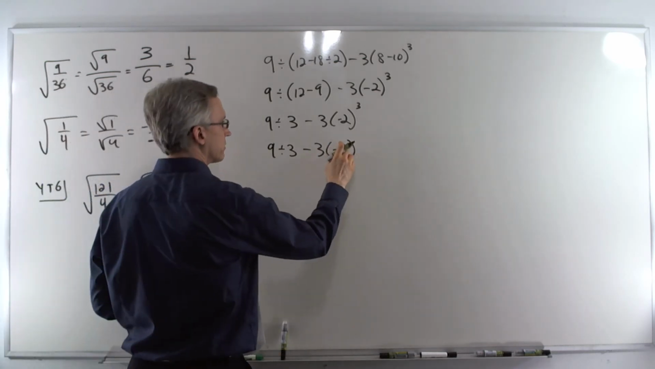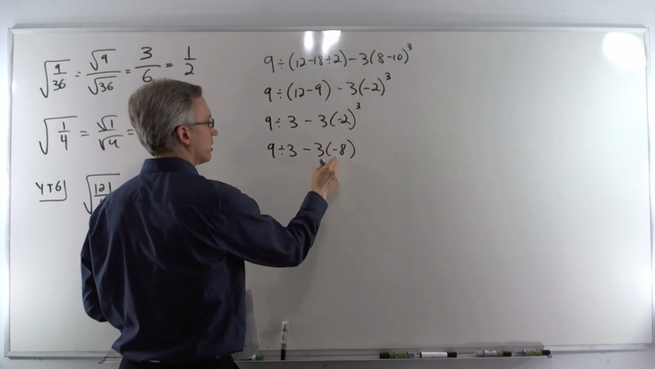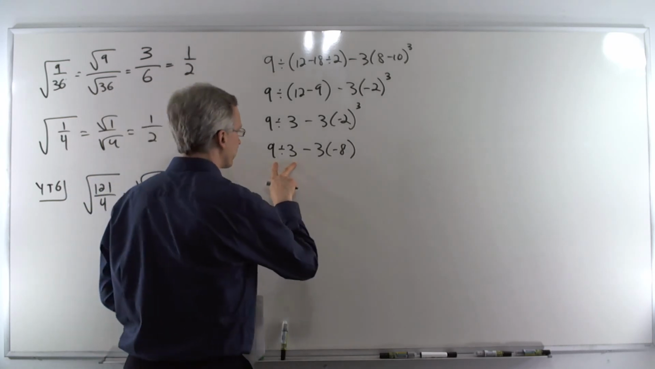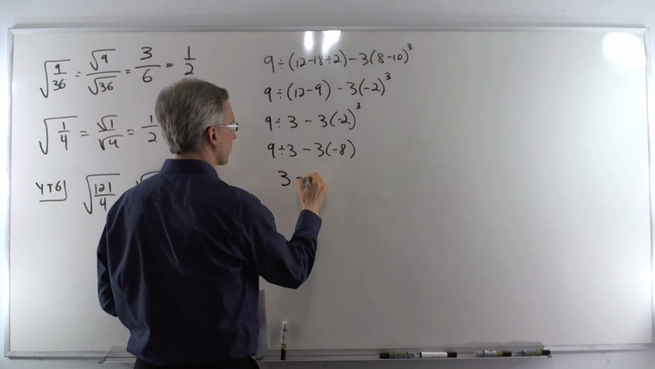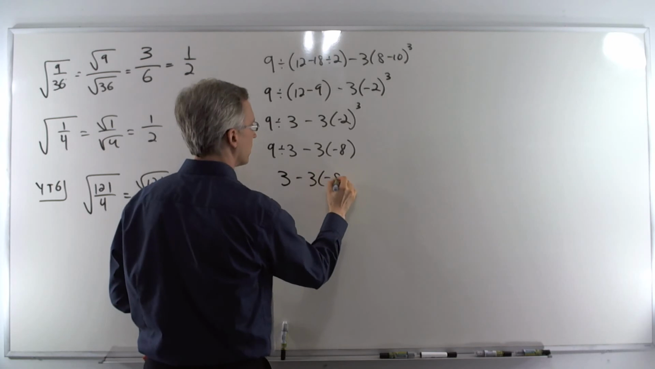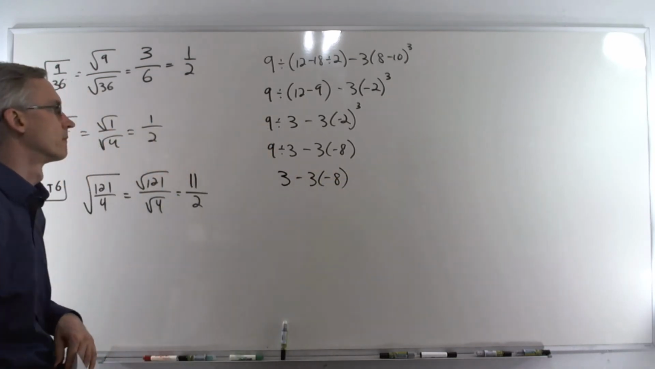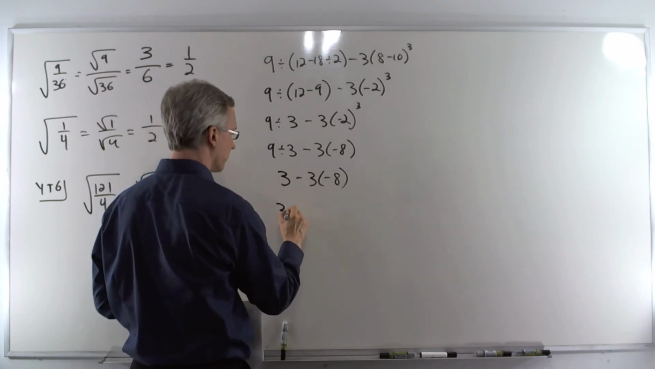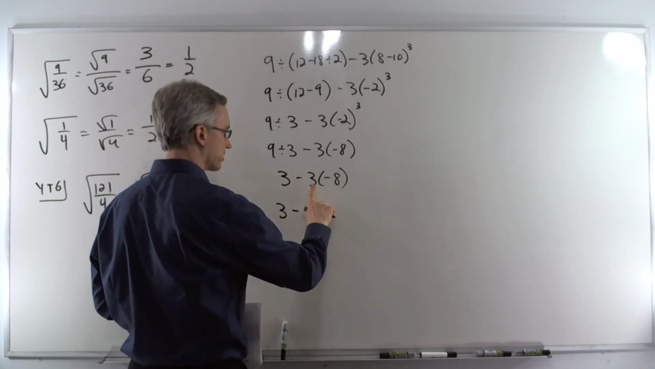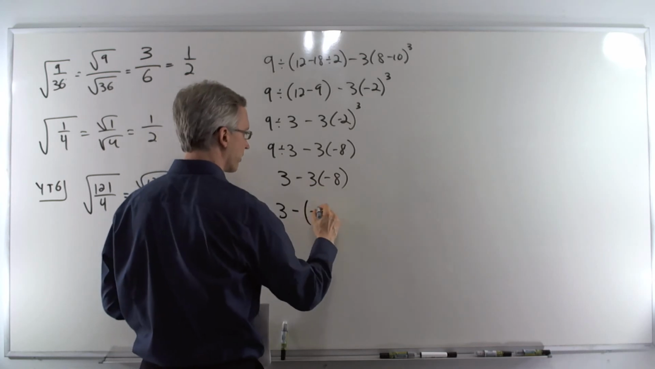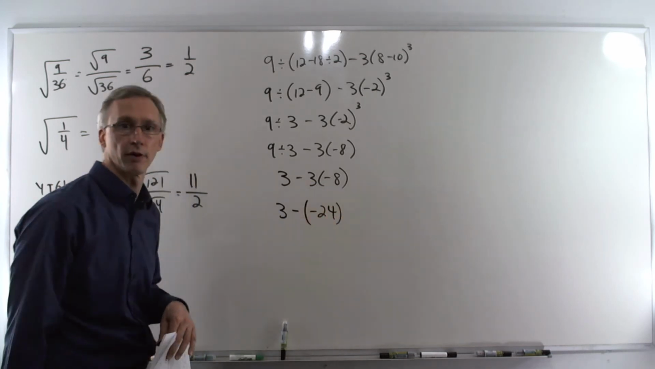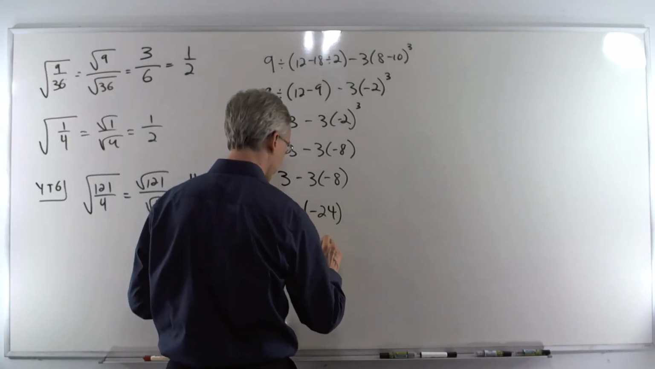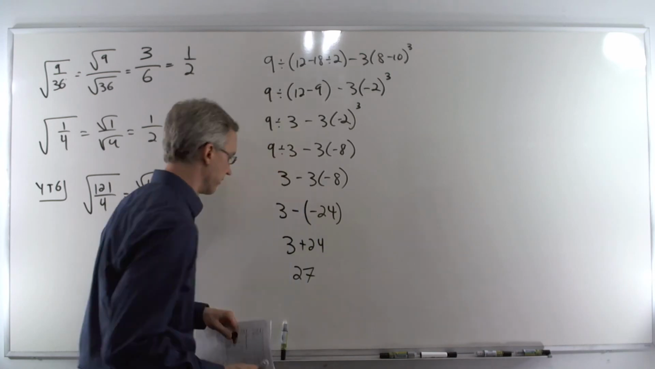All right, now we're down to division, subtraction, multiplication. So we're going to do multiplication and division working left to right. Starting here on the left-hand side, 9 divided by 3 is 3. So 3 minus 3 times negative 8. All right, now multiplication. Remember to leave these symbols exactly as they are. 3 minus, leave that, and now we'll do the multiplication. 3 times negative 8 is negative 24. Make sure to put that negative number in parentheses. All right, subtracting a negative is adding, so that's 3 plus 24, and we get 27.